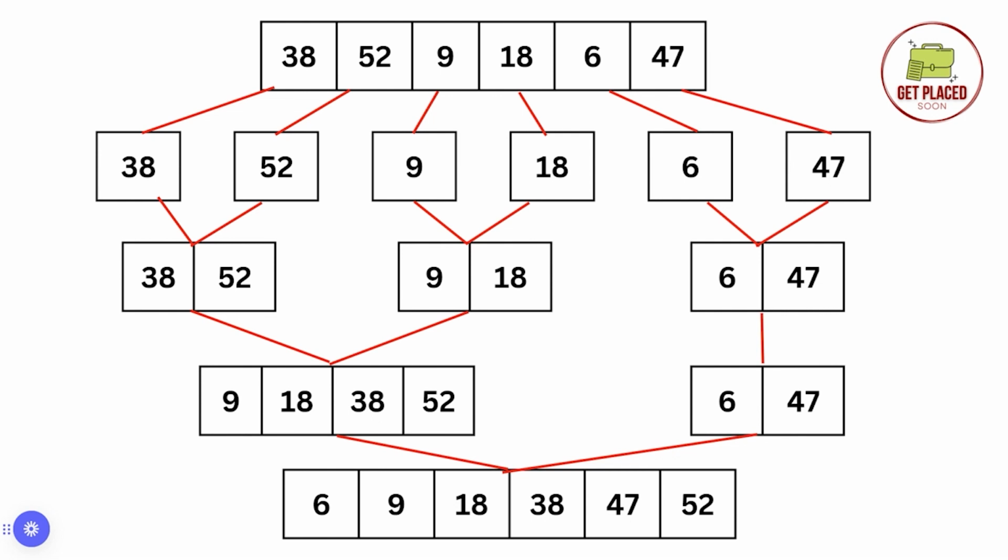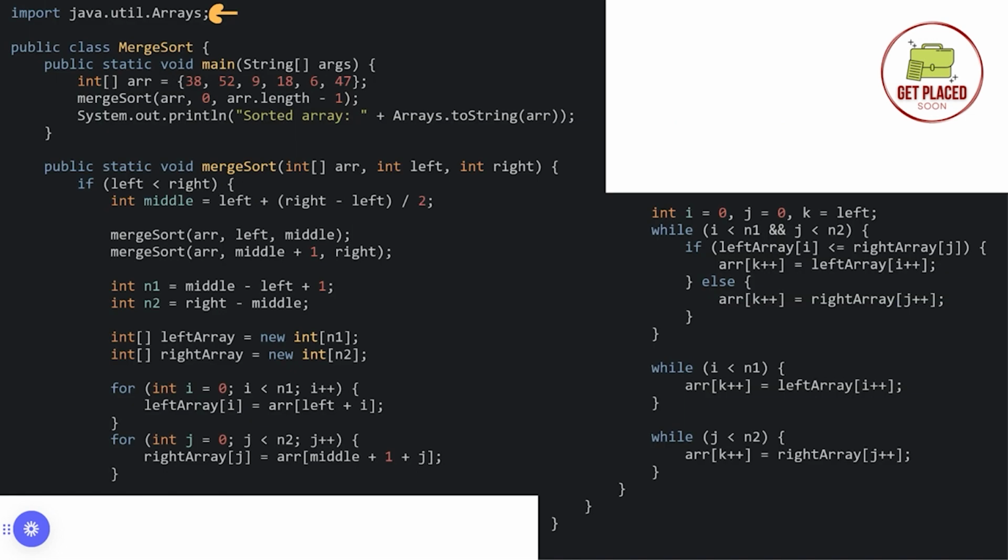Now let's see how to implement this in Java. In the first line, we are importing the Arrays class from the java.util package. It is used to print the sorted array later in the code. Now moving ahead, we have a main function here. In the main function, we are creating an array with these unsorted elements: 38, 52, 9, 18, 6 and 47.